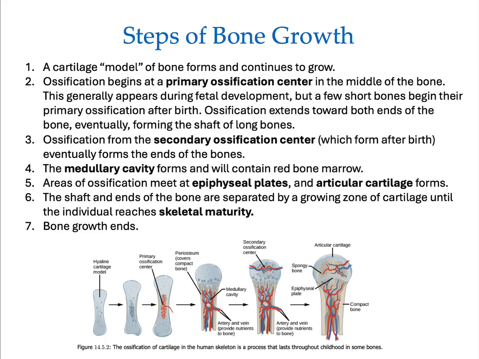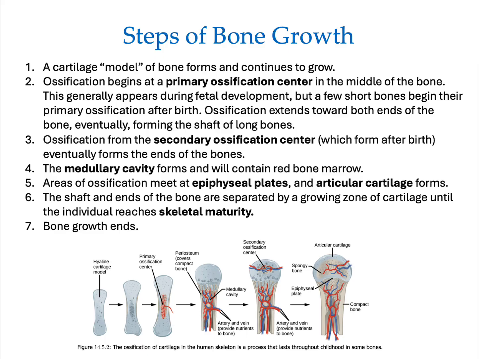Ossification extends toward both ends of the bone, eventually forming the shaft of long bones. Ossification from the secondary ossification center, which forms after birth, eventually forms the ends of the bones. The medullary cavity forms and will contain the red bone marrow. Areas of ossification meet at epiphyseal plates and articular cartilage forms. This is the smooth cartilage on the end.